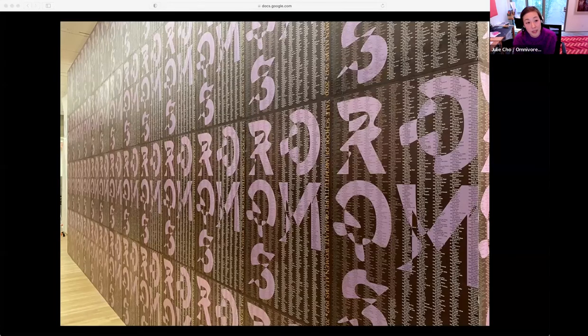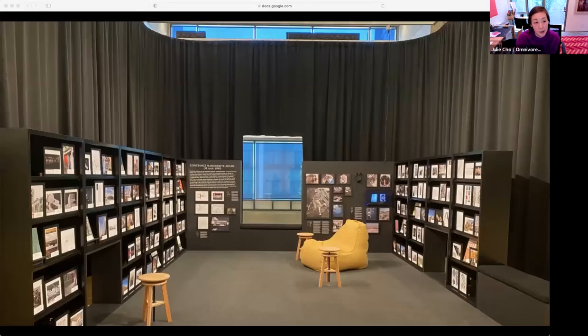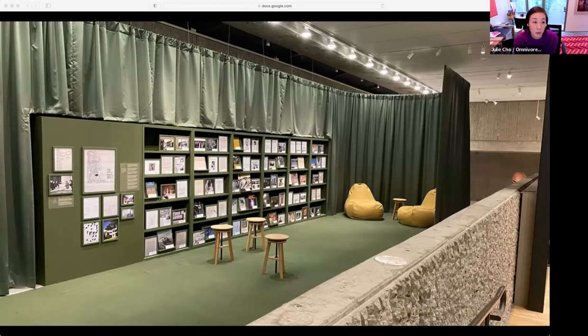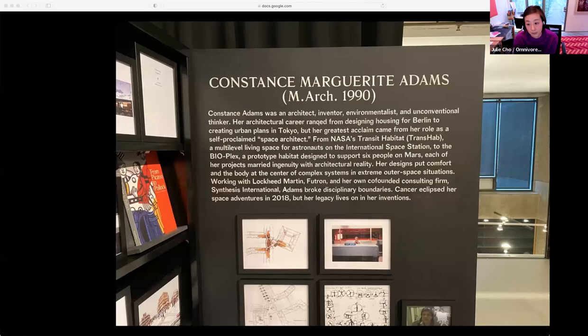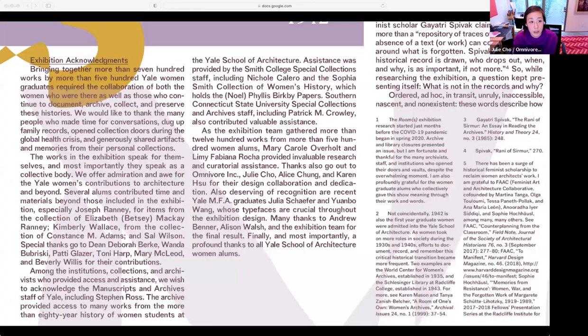It was important to have the women's names prominent and brought to the forefront. They appear on the exhibition poster, which doubled as wallpaper for the exhibition entry. The work in the shows were organized chronologically. Jessica designed the space, which was defined by curtains whose formal qualities reappear in the exhibition logotype. Equally important to us was to only use typefaces designed by women, and we were lucky enough to collaborate with recent Yale MFA grads, Julia Schaefer and Wanbo Wang, whose typefaces were crucial throughout the exhibition design.